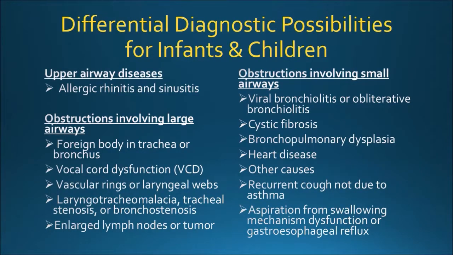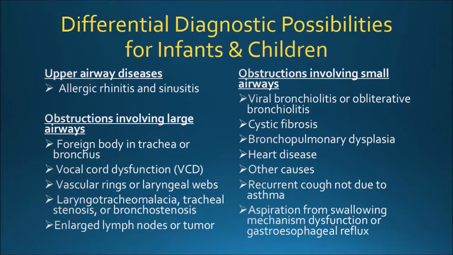The differential diagnostic possibilities for infants and children include the upper airway diseases of allergic rhinitis and sinusitis. Obstructions involving large airways include foreign object in the trachea or bronchus, vocal cord dysfunction, vascular rings or laryngeal webs, laryngotracheal malacia, tracheal stenosis, and bronchostenosis, enlarged lymph nodes or tumor.